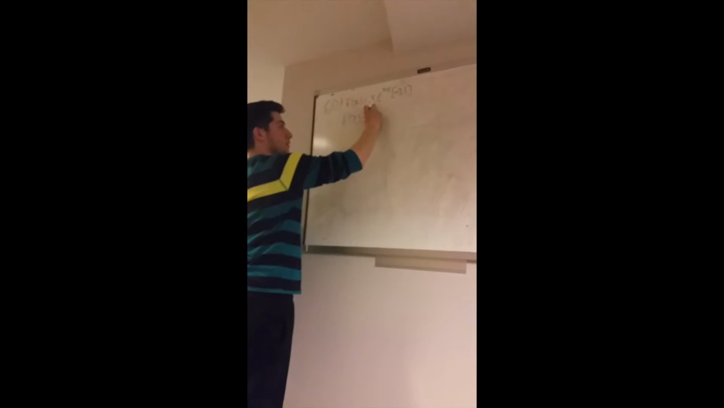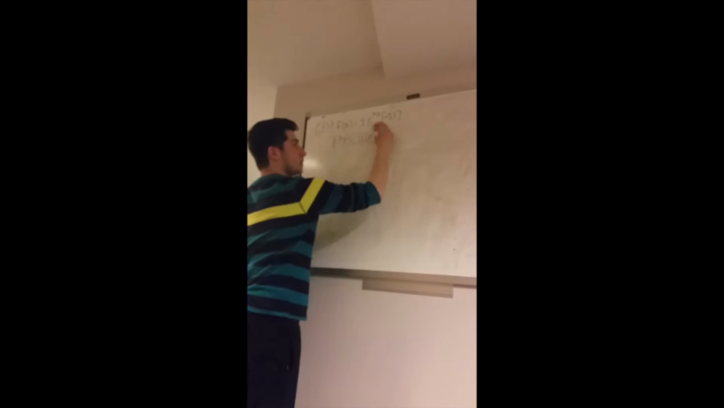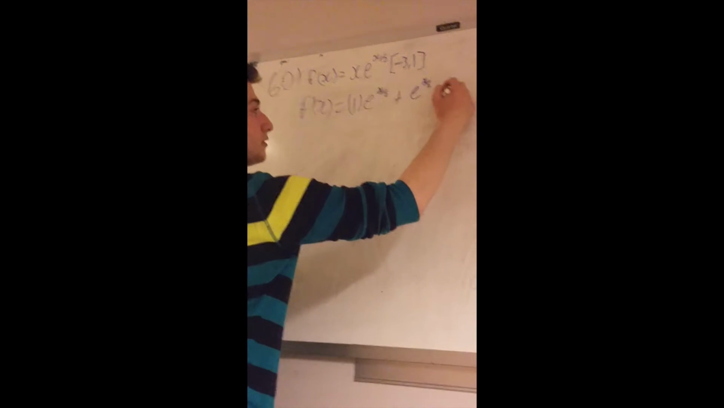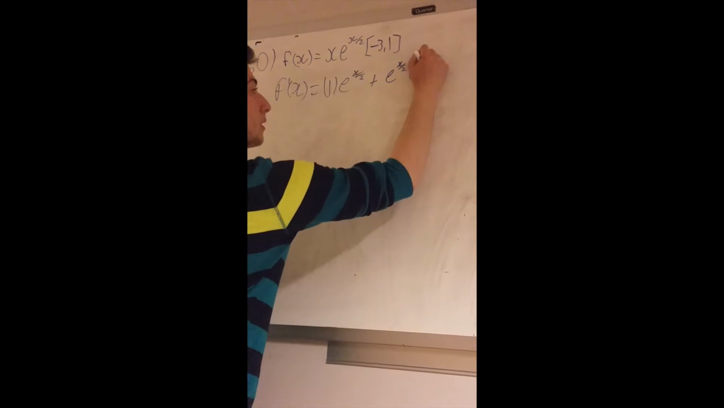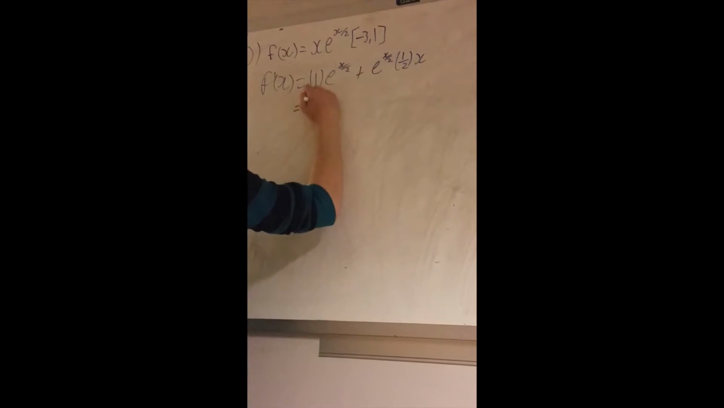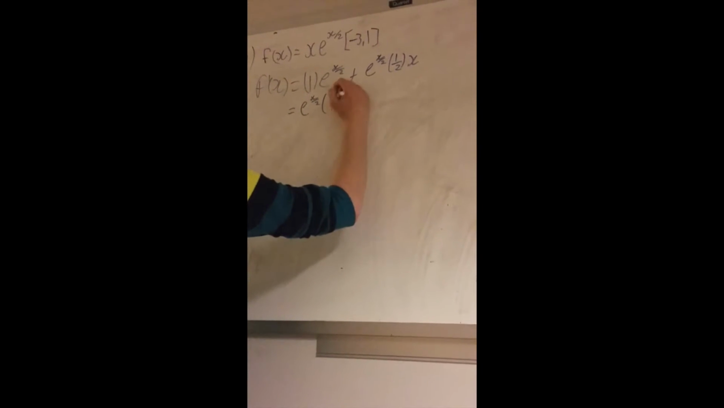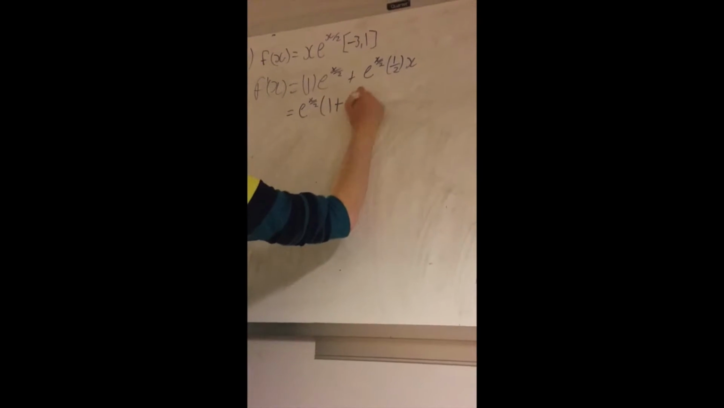We're going to find the derivative of the first function, which is 1 times e to the exponent x divided by 2, plus the derivative of that, which is e to the power of x divided by 2, and then the derivative of x divided by 2 is 1 divided by 2 times x, the first function. We're going to bring e to the x over 2 to the outside. In the brackets, we're going to have 1 plus x over 2.